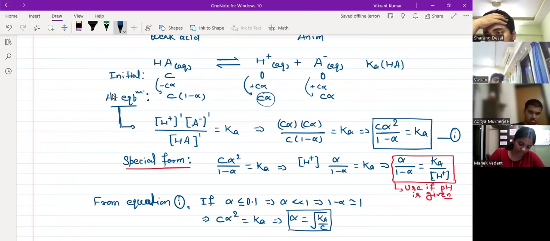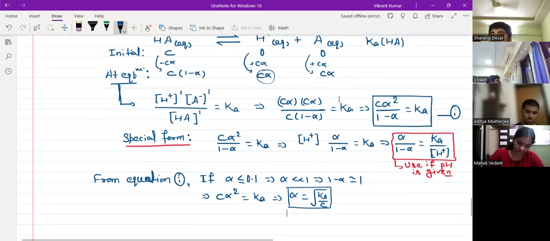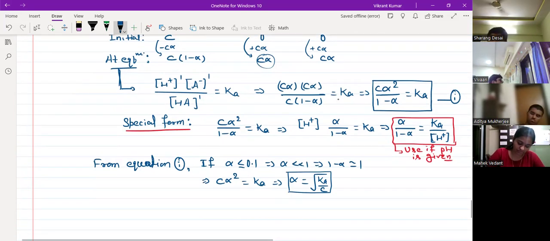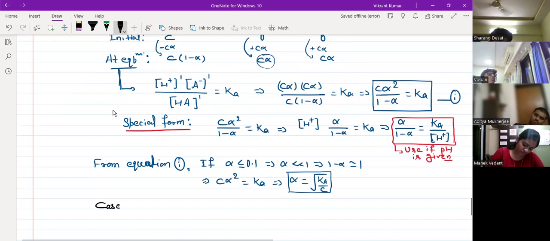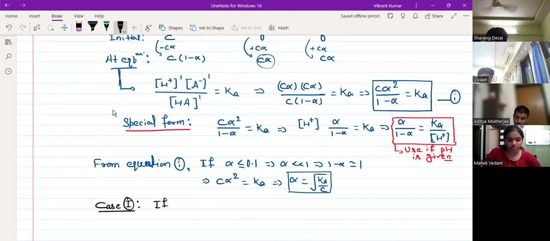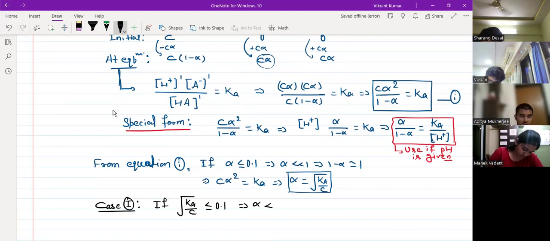And if you have been given K and C, then what we'll do now is check the value of under root K by C. So we are going to create two cases, and this is again a case within the case. Case one is if under root K upon C is coming less than or equal to 0.1. Then we can say alpha is much less than 1, and that's why alpha itself is under root K by C.